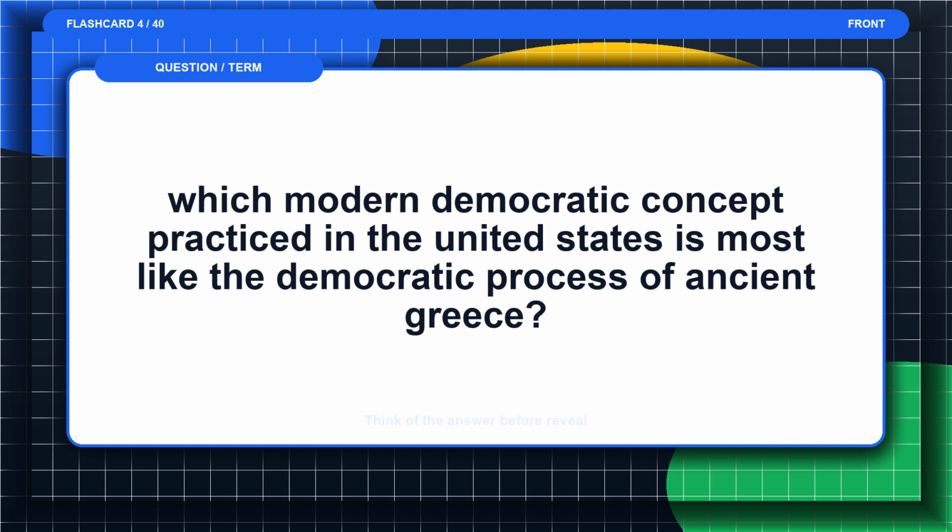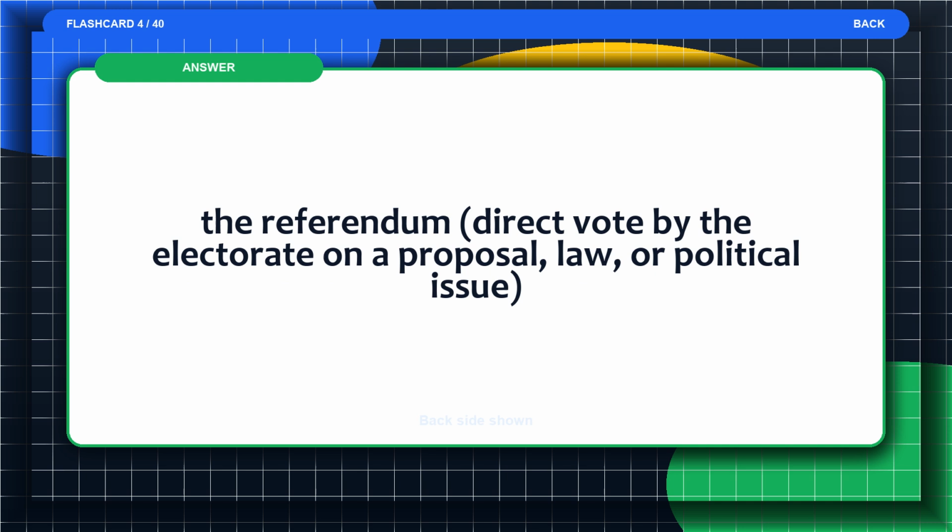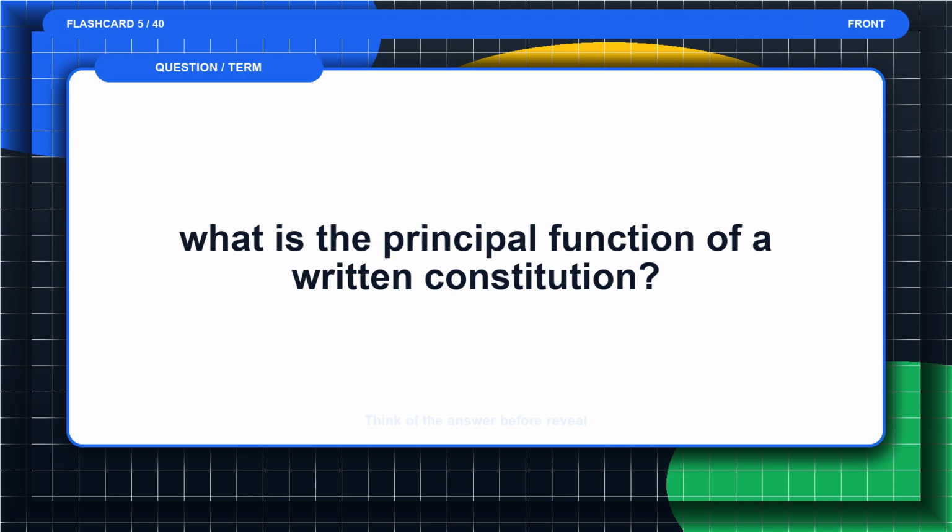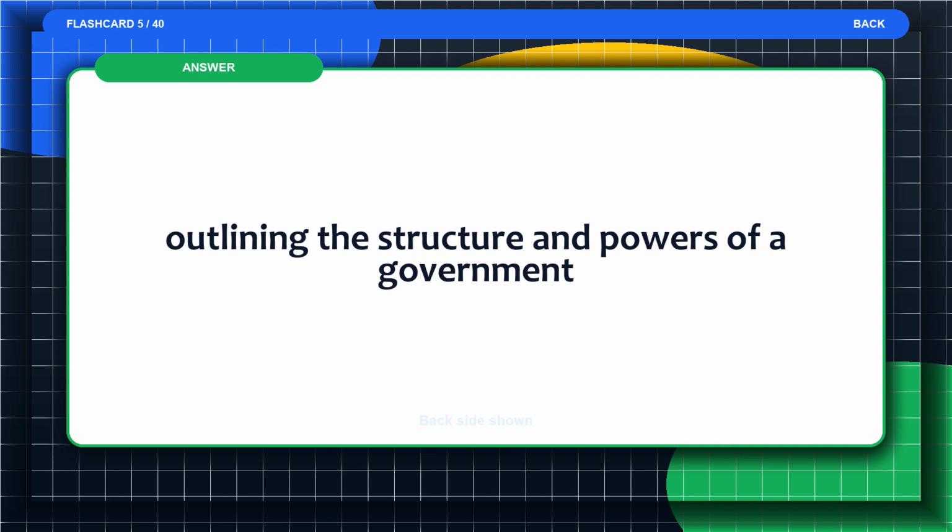Flashcard 4. Which modern democratic concept practiced in the United States is most like the democratic process of ancient Greece? Think of the answer before the reveal. The answer is the referendum, direct vote by the electorate on a proposal, law, or political issue. Flashcard 5. What is the principal function of a written constitution? Think of the answer before the reveal. The answer is outlining the structure and powers of a government.